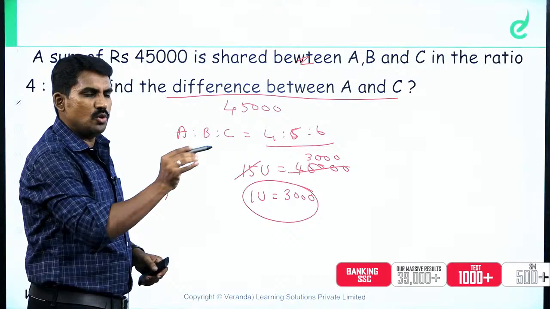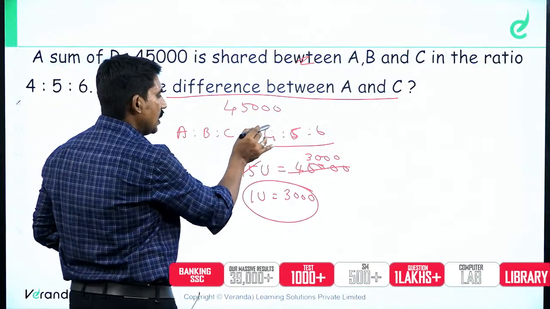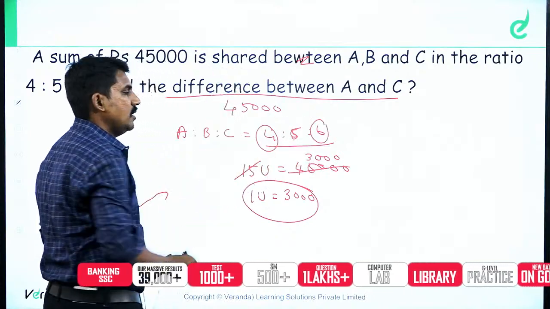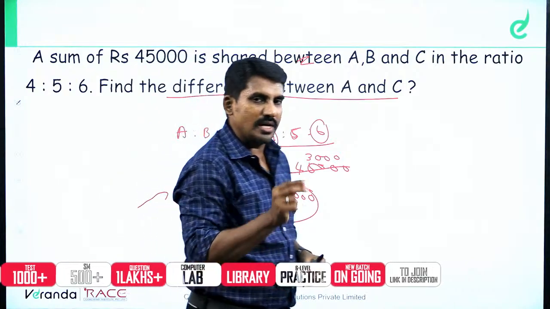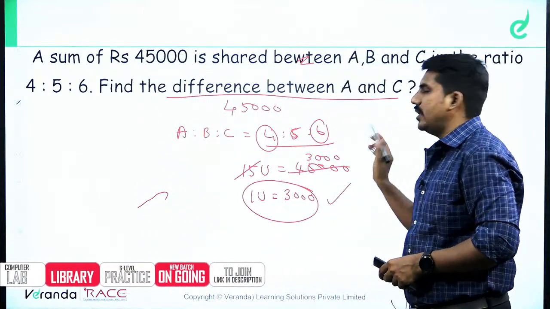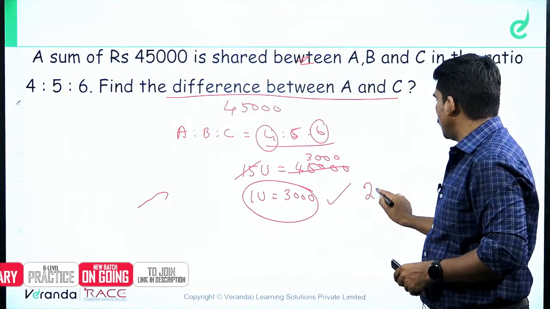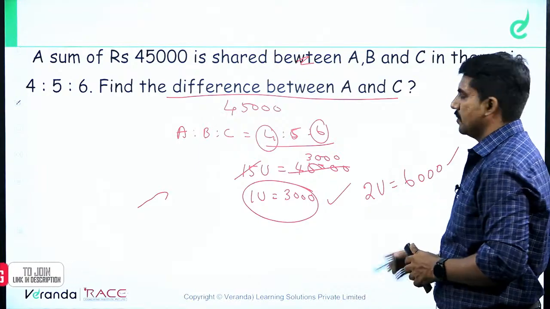In the units, this is a comparison between A, B, C. In their units, what is the difference actually? A 4 units, C 6 units. What is the difference between their units? 2 units. Therefore, 1 unit is 3,000, so the difference is 2 units. 2 units is what? 6,000. That's all. This is the answer.